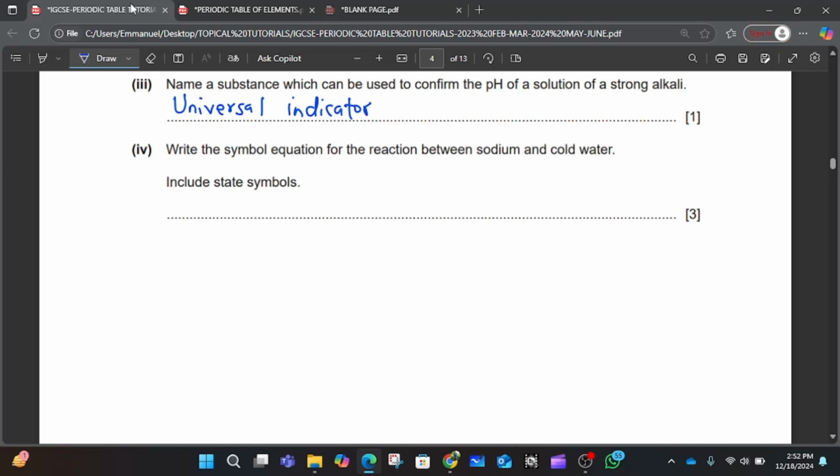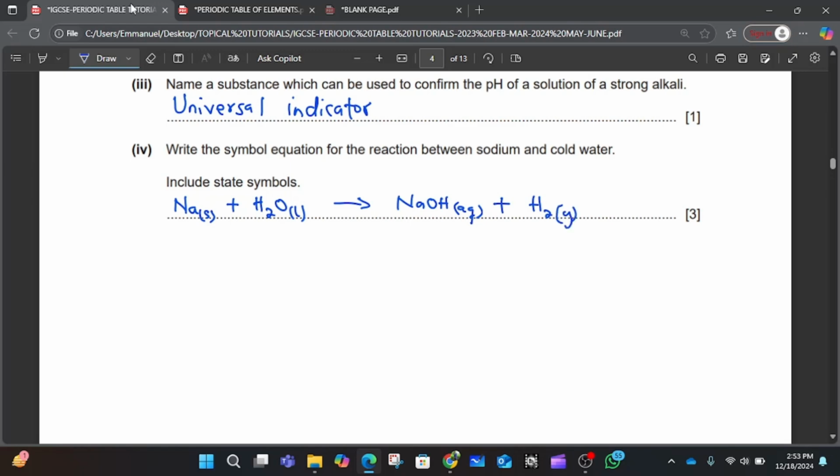Write the symbol equation for the reaction between sodium and cold water. Include state symbols. So when group 1 metals and calcium react with cold water, calcium is in group 2, when they react with cold water, you only get a metal hydroxide. So in this case, sodium hydroxide, which is aqueous, plus hydrogen gas. So state symbol is gas.